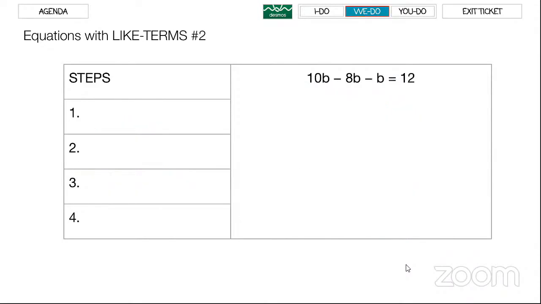Sometimes you may see more than one kind of like terms. For example, 10b, the term has a b, 8b, and b. All of them have a b. That means you can combine the like terms. So step number one, combine the like terms.